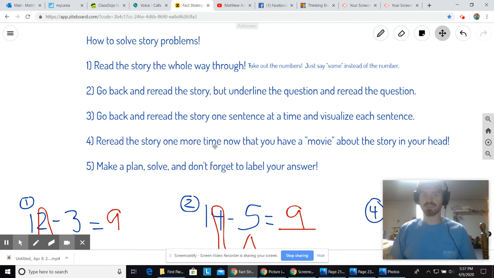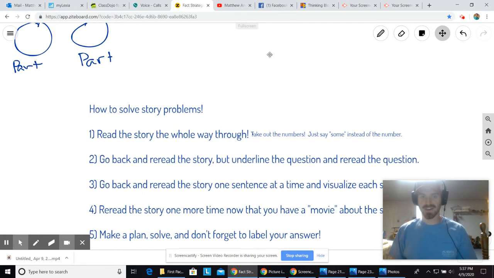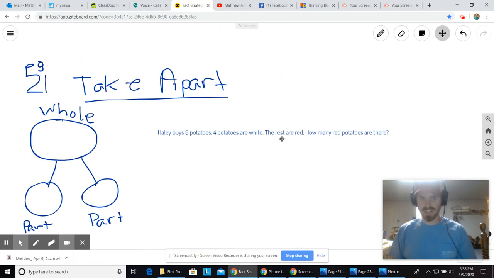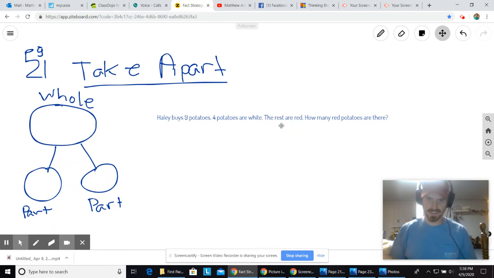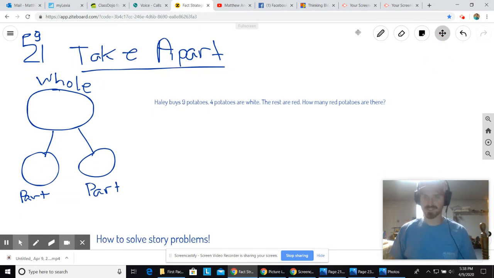Then you go back and reread it one more time now that you have that movie, and then you make a plan, solve, and don't forget to label your answer. I'm not going to go through that with you in these problems because I want to keep the video short, but I want you to do that when you're solving these problems and every other problem that you do.